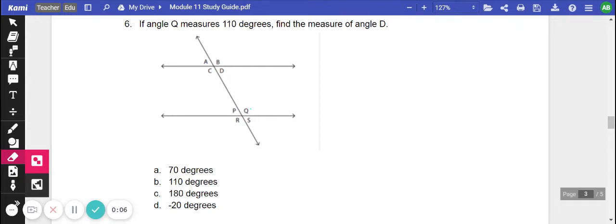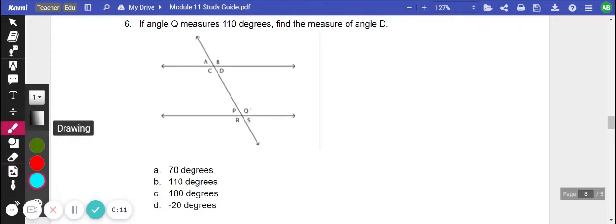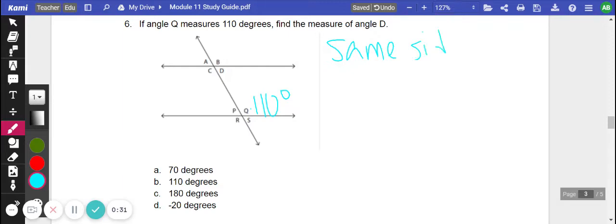Okay, number 6 is if angle Q is 110 degrees, find the measure of angle D. Well, like we just discussed, the measure of angle D and the measure of angle Q are going to be supplementary because they are both on the same side of the transversal and they are on the inside of the parallel lines. So they are same side interior angles. Therefore, they must be supplementary.